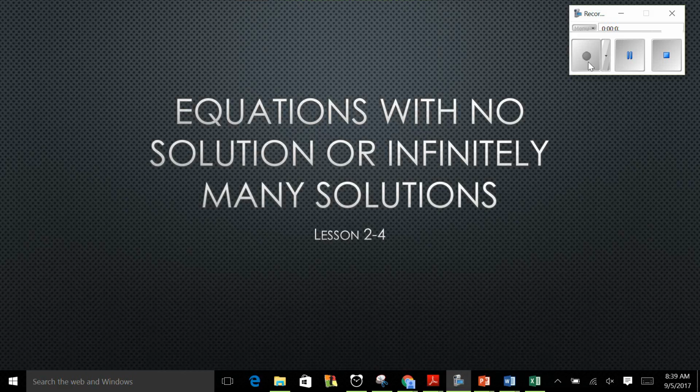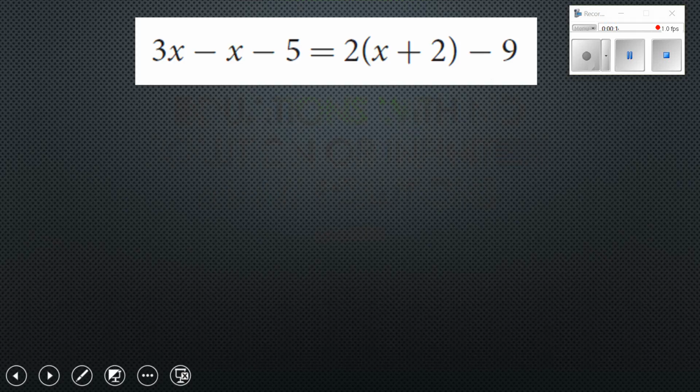Hello again, everybody. We're here for lesson 2.4, which is equations with no solution or infinite many solutions. Let's look at a couple examples here today. This is where we're going to solve an equation and get something that doesn't make sense to what we're normally used to working with. So here's our first example.